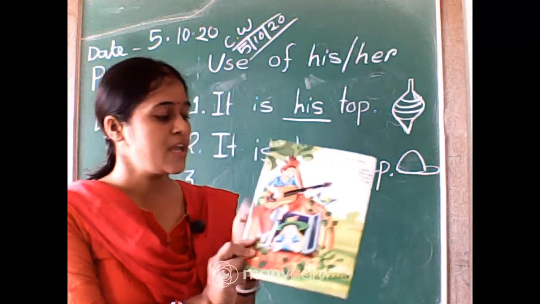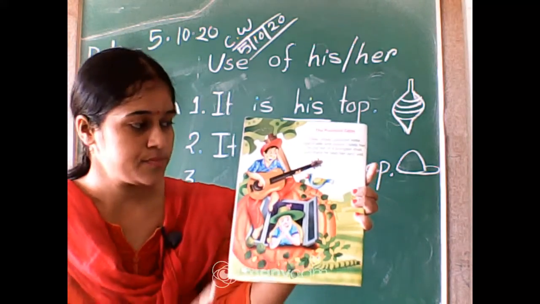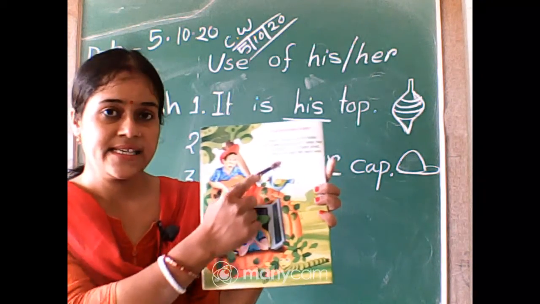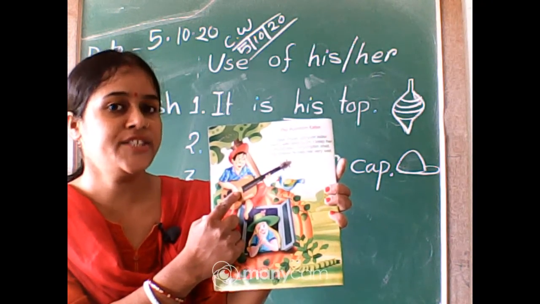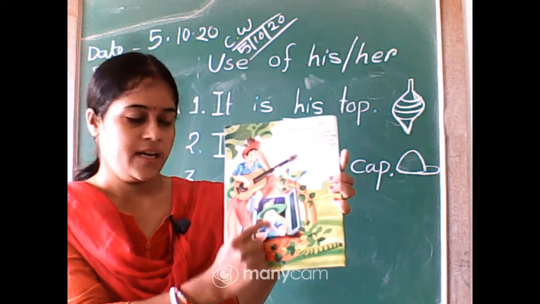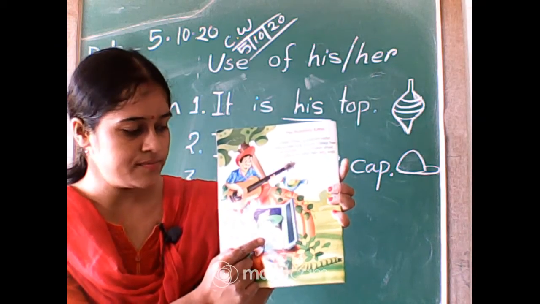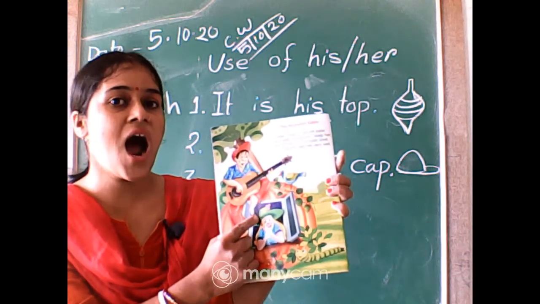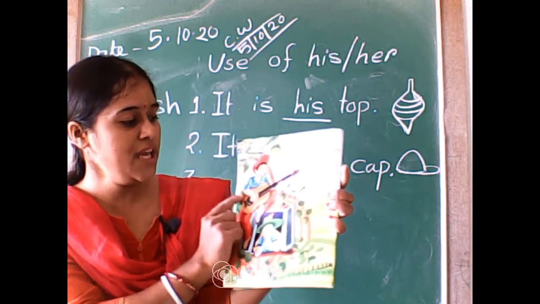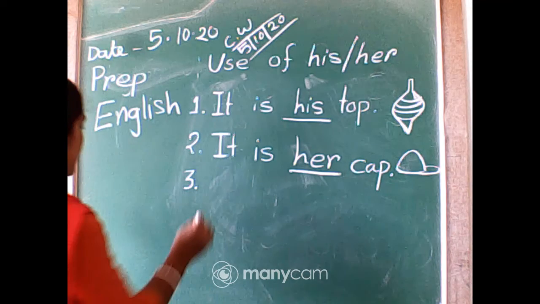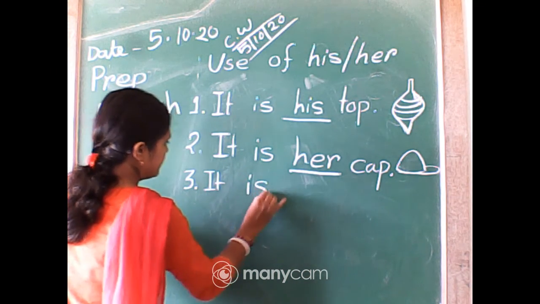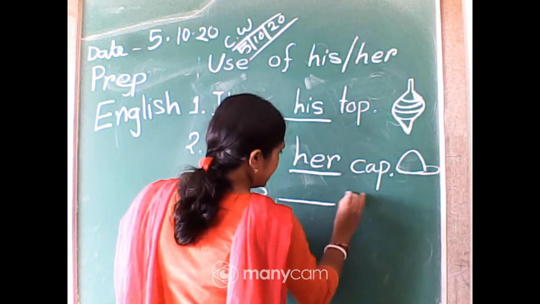Now look at the picture. Peter is here, and it is his guitar. It is his guitar. And she is Peter's wife. It is her hat. Right? Now you answer me. I am writing this sentence. It is dash guitar.